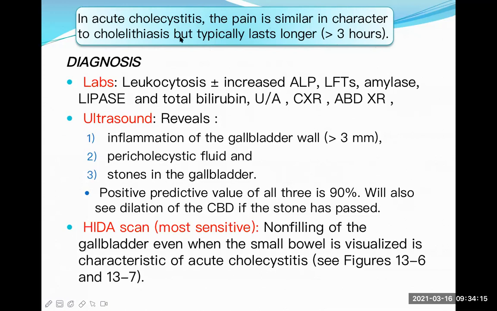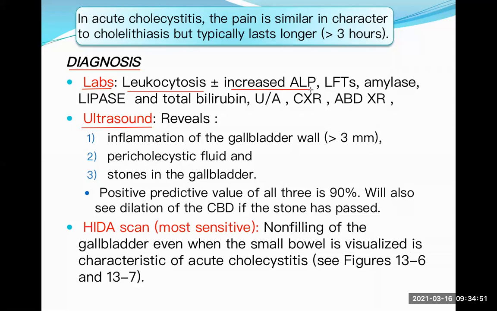Now, how to make a diagnosis? Very easy question again. The diagnosis is done by ultrasound. Ultrasound is the most important test once again here. But there are certain other tests we can do or certain other investigations, and these are the lab investigations like CBC. CBC shows leukocytosis, because this is a case of infection. Infection leads to leukocytosis, with or without increased alkaline phosphatase.